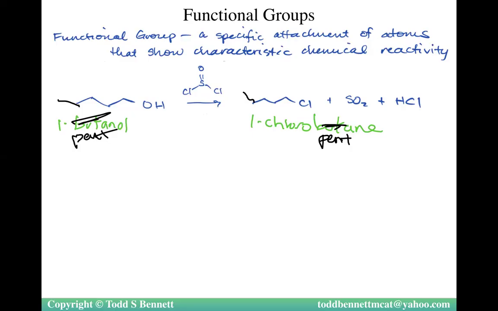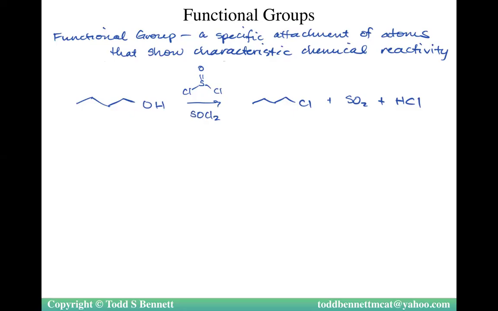So again, the class of compound is the more important feature. So this is an alcohol, and specifically, it's a primary alcohol. We'll get into more detail as we go into more and more reactions, but primary, again, means the functional group is on a carbon that only has one other carbon attached. The primary alcohol is going to go to a primary alkyl halide.